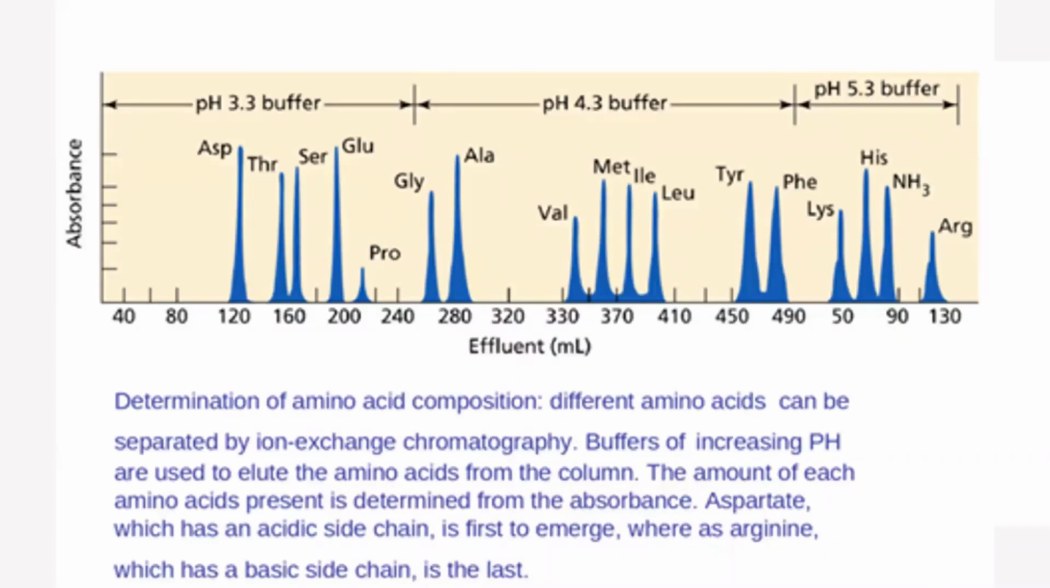At the top of the elution profile, you can see how the pH, and in some cases salt concentrations, of the buffers that were running through the columns change as the ion exchange column is run. At the bottom is the volume of the effluent that relates to the fraction number. We can then test each fraction for its absorbance in order to determine what the elution profile for that particular sample is. Once again, aspartate, which has an acidic side chain, is the first to emerge, where arginine, which has a basic side chain, is the last to emerge.